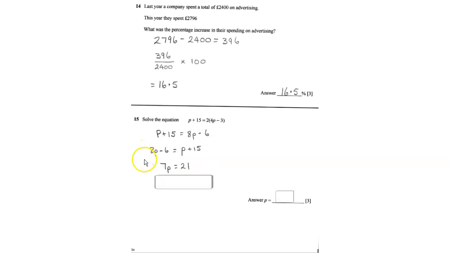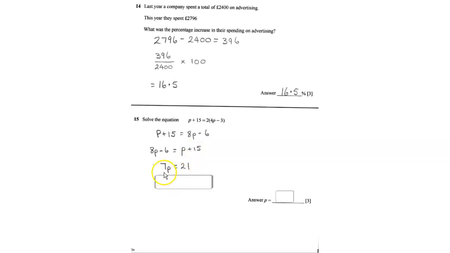So the next one is 7p equals 21. What I've done is I've taken away p on the right hand side. So I have to take away p on the left hand side. So 8p take away p is 7p. Then to get rid of this minus 6, I've had to add 6. So I have to add 6 to both sides. So when I add 6 to the left side, the minus 6 disappears, and 15 add 6 is 21.